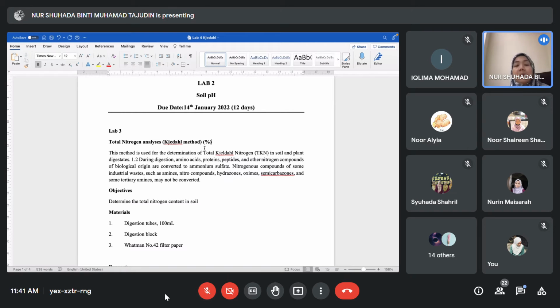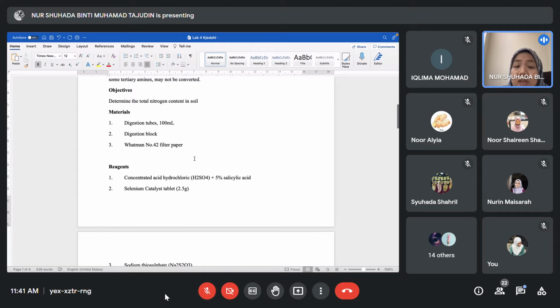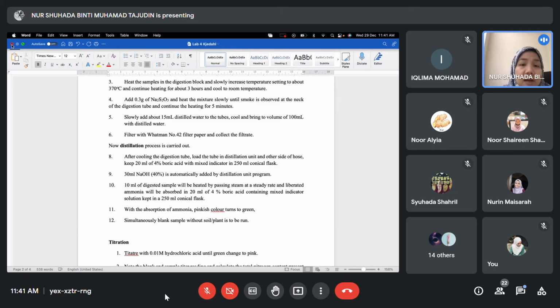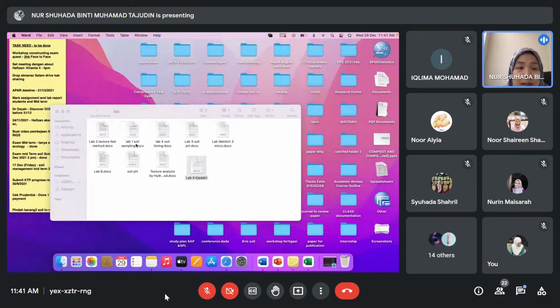Kenapa kita panggil total nitrogen is because kita determine all the nitrogen, which is the amino acid, the nitrates, the nitrites, sebab tu kita panggil total. Kalau kita panggil to determine the nitrates content, maksudnya kita ada method lain to determine only nitrates. So this is to determine the total nitrogen content in soil. This is the method which saya akan tunjuk dalam video. Literally dalam word. Okay, sekejap saya tunjuk.